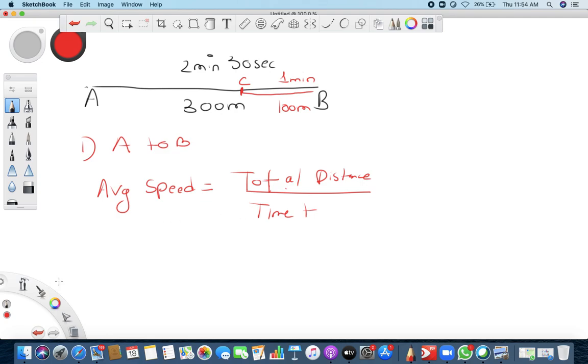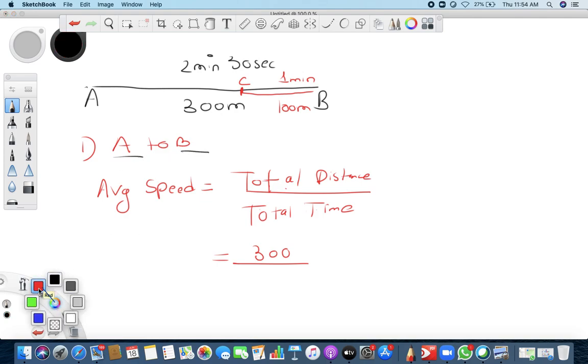Total time taken basically. So we can say, what is average speed? Average speed is equal to total distance upon total time. Fine. So what is total distance? 300 meter, right? We are just looking from A to B. Understand this one thing. We are not looking from A to C. So it is only 300 meter.